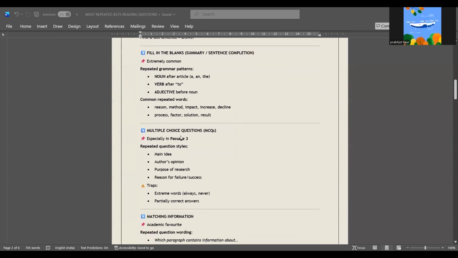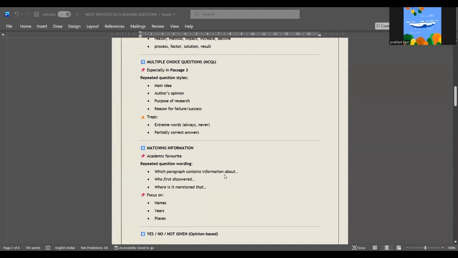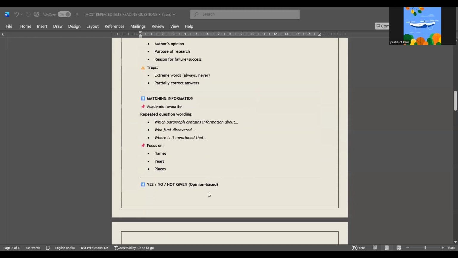And Multiple Choice Questions, MCQ. These also have repeated question styles like main idea, author's opinion, purpose of research, and reason for failure and success. And there are some traps like extreme words, always, never, and partially correct answers. You should focus on these types of words. Matching Information has repeated question wording like "which paragraph contains information about," "who first discovered," and "where it is mentioned that." For that type of matching information, always focus on names, years, and places.